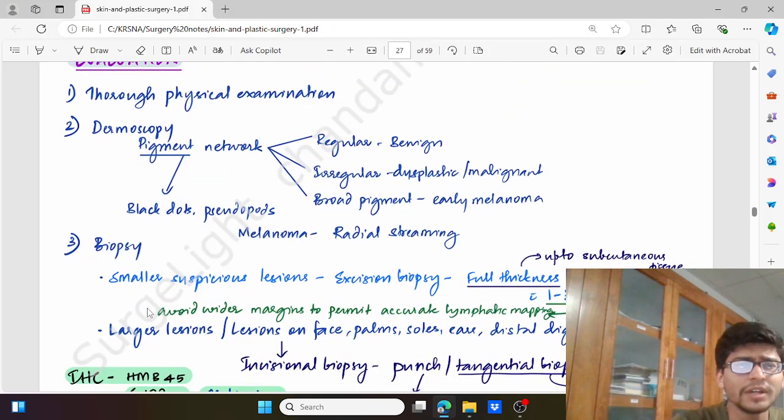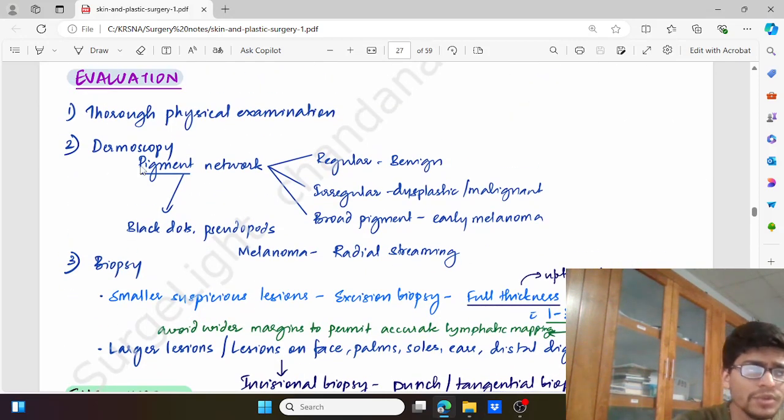Now evaluation: thorough physical examination from head to toe, dermoscopy. Pigment network, that is regular, will be benign, irregular will be dysplastic or malignant, broad pigment network means early melanoma.